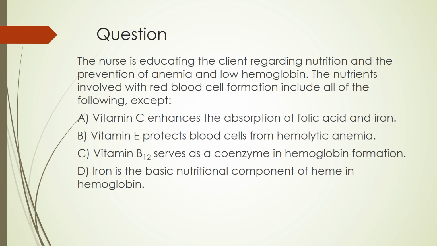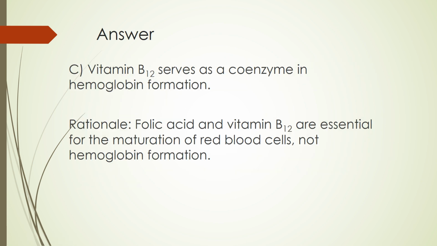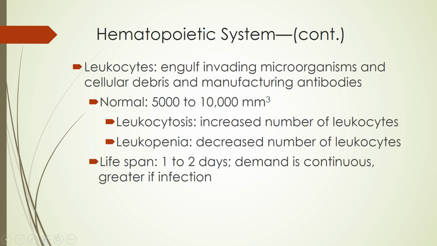Question. The nurse is educating a client regarding nutrition and the prevention of anemia and low hemoglobin. The nutrients involved with red blood cell formation include all of the following except, which one is it? Okay, which one? Here we go. It is C. Vitamin B12 serves as a coenzyme in hemoglobin formation. Folic acid and B12 are essential for maturation of blood cells, not hemoglobin formation. Okay? Little trick there.